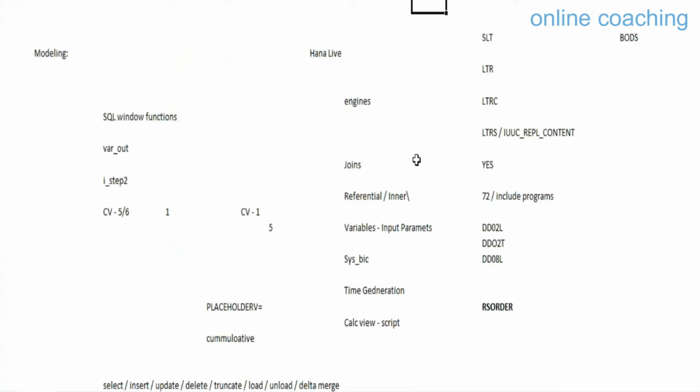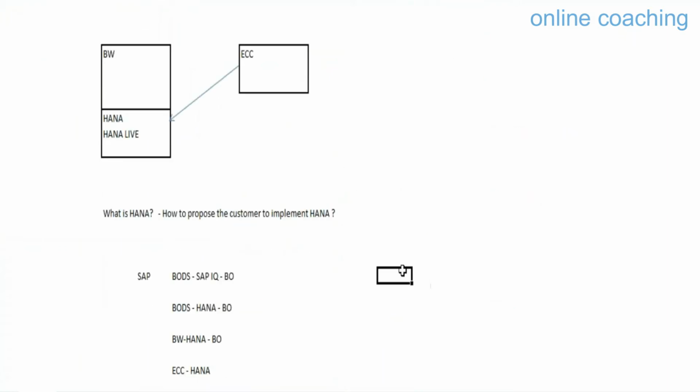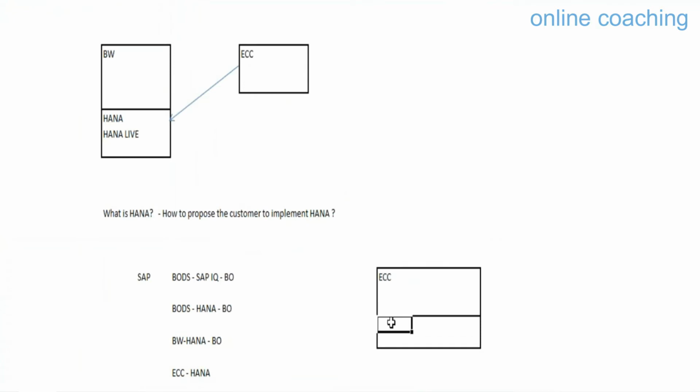You can also do it this way. You'll have an ECC application running with HANA. My customer has only ECC, nothing else. So I migrate this ECC to HANA. Then all my ECC tables will be in the underlying HANA.